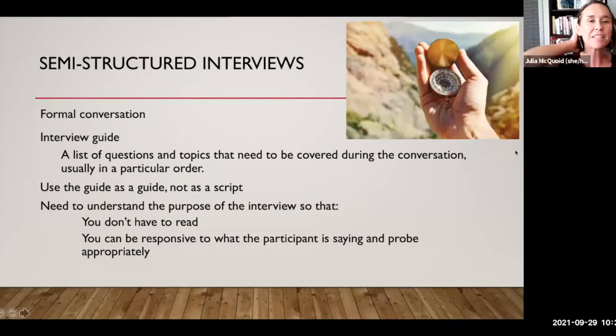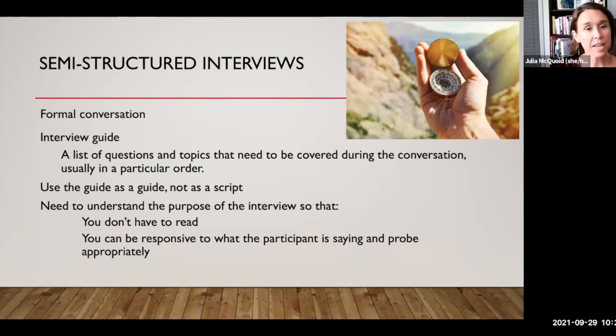Okay, so semi-structured interviews. This is a formal conversation where you sit down at an assigned time. You're not just running into study participants as they're going about their day-to-day lives. You set a time apart to do it together. It is structured by an interview guide, usually a Word document that has a list of questions and topics that need to be covered during the conversation, usually in a particular order. But I'll give the caveat that a skilled researcher can move between the orders as needed.